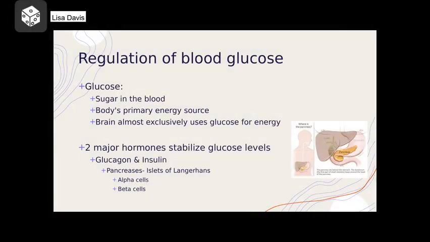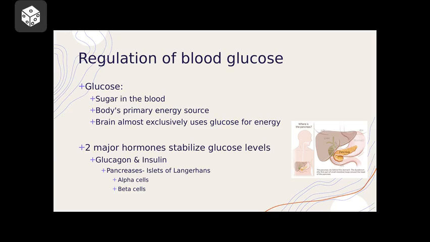So let's start talking about normal function when we're talking about the regulation of blood glucose. When I'm talking about blood glucose, I'm talking about sugar in the blood. Glucose is going to be our body's primary energy source. It is easy to break down, so the body likes to use glucose. Your brain almost exclusively uses glucose for energy. So you're going to start seeing when there's blood sugar issues, there's going to be some issues with mentation. You might see confusion, you might see drowsiness. That's your brain saying, hey, I'm not getting what I need.